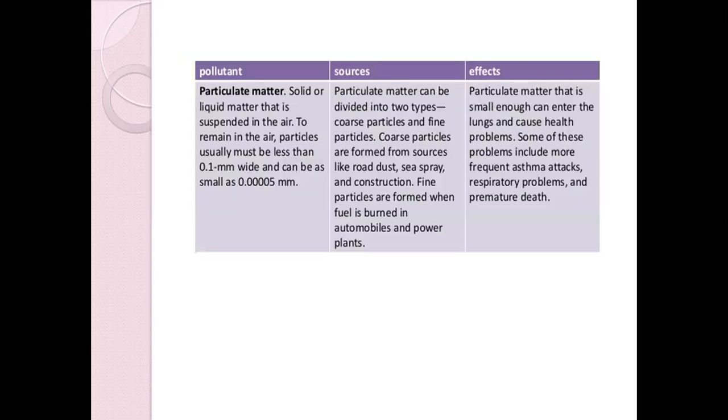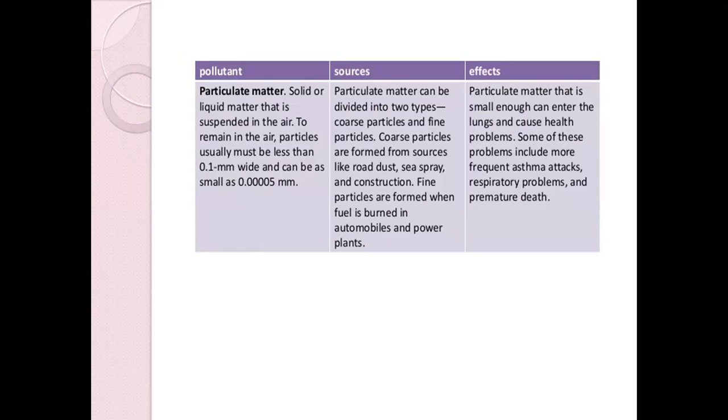Okay, so the next pollutant is called particulate matter. Whenever we say particulate matter, these are solid or liquid matters that are suspended in the air. To remain in the air, the particles usually must be less than 0.1 millimeters wide, and can be as small as 0.0005 mm. Okay, so what are the main sources of particulate matter actually?